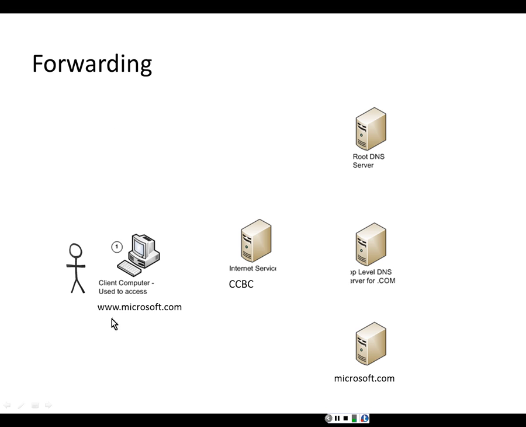The user types www.microsoft.com, presses the enter key, and the query goes to the CCBC DNS server. The CCBC DNS server only has the IP addresses of web servers within CCBC. The CCBC DNS server does not have the IP address of Microsoft.com. So what the CCBC DNS server does is it pushes the query upstairs to the root server.